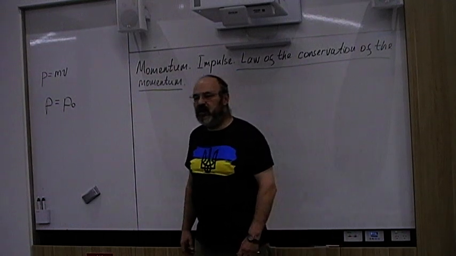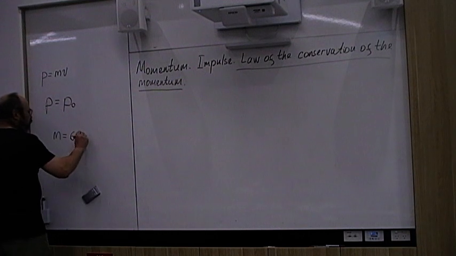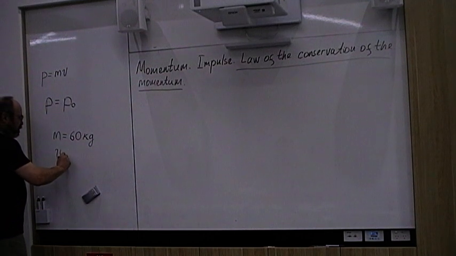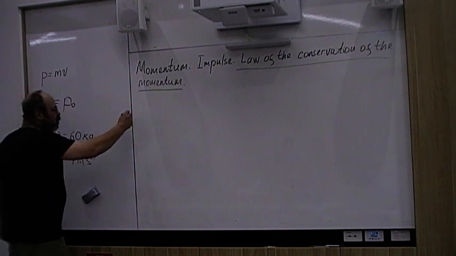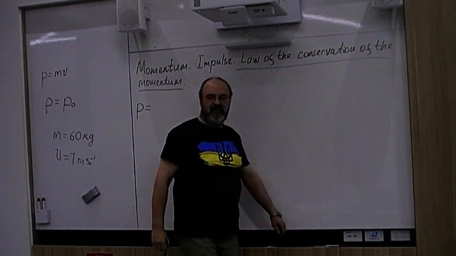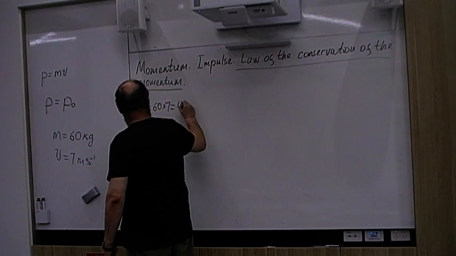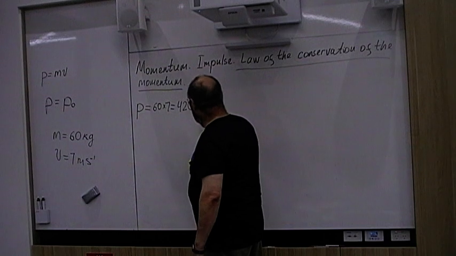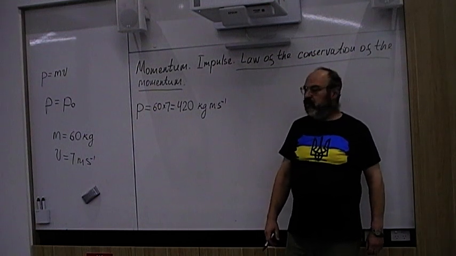Now, example. Let's say a student with a mass of 60 kilograms is coming late to the class and running towards the class very fast, with a speed of, let's say, 7 meters per second. What will be the momentum of this student? 420. Yes, 60 times 7 equals 420, and there is no special unit for momentum. Mass is measured in kilograms, speed in meters per second, so it will be 420 kilograms times meters per second.